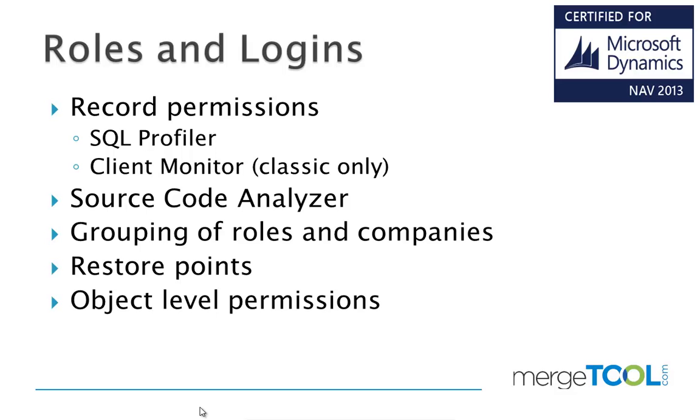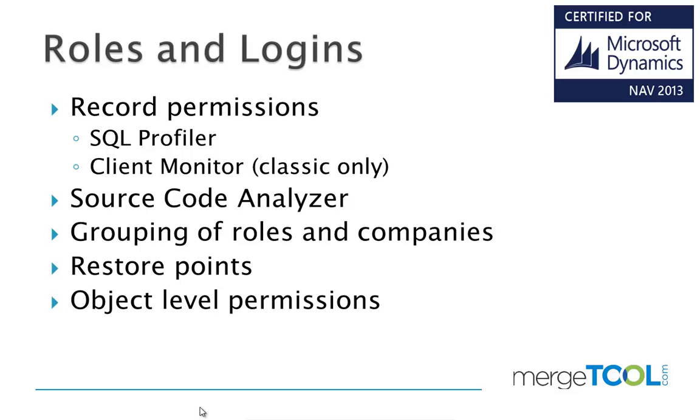On top of that, we add a source code analyzer, because one thing is recording. You only get the permissions for exactly what you did. You didn't get all the lookups, you didn't get all the other things in there. And that's what the source code analyzer does. We give you read permissions for table relations, indirect reads for flow fields. We give you all the fact boxes on pages and things like that.